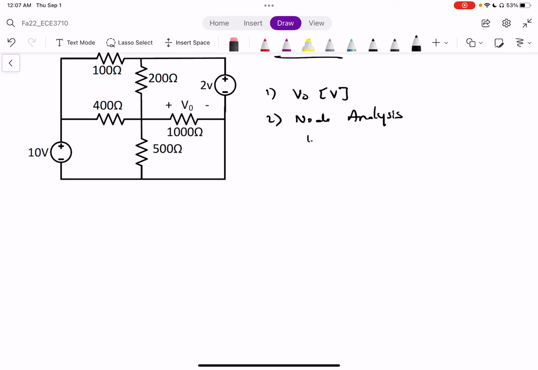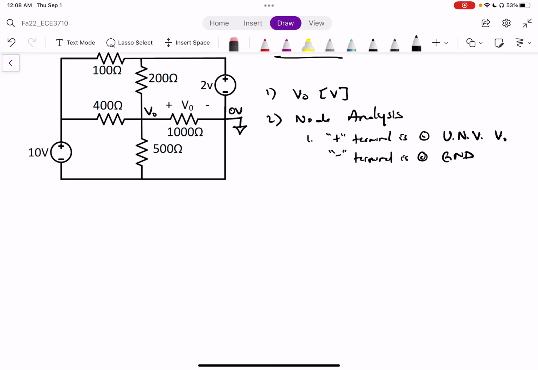First, we assume that the positive terminal is at the unknown node voltage, called VO. And the negative terminal is at ground. If it is not drawn for you, then that means you decide that that is ground, okay? And so this is my ground. That's 0 volts. This is my VO.